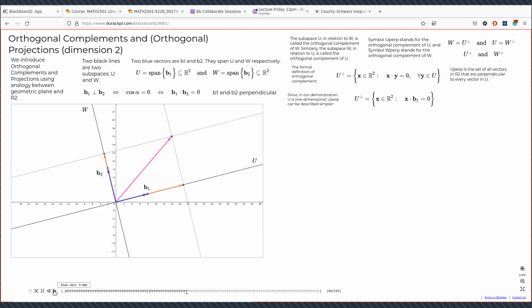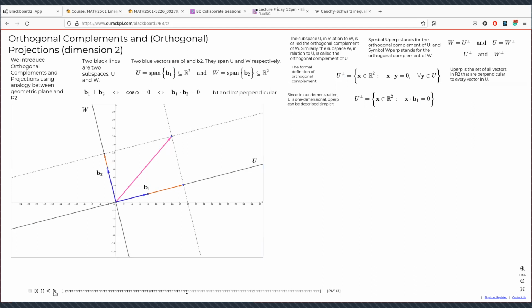Okay. I can say the same about W. I don't think I did on this slide. No, I don't have space. But you can safely replace U here with W, and U here with W. And that will be the definition of W perpendicular. And again, you replace U with W here, and the basis B1 with the basis B2. And that will be the formula for W perpendicular in terms of the basis of W.